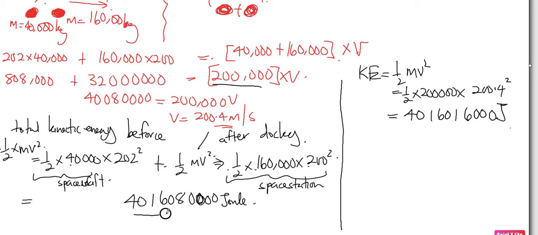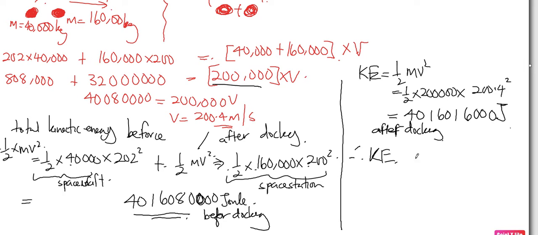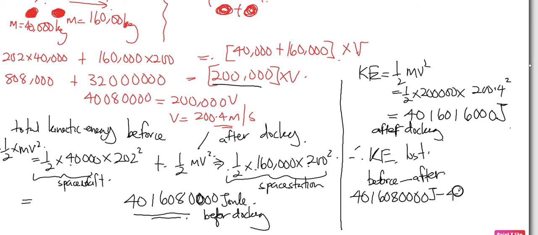So before docking and after docking, the KE loss will be before minus after: 401,608,000 joules minus 401,601,600, and the answer is 6,400 joules.